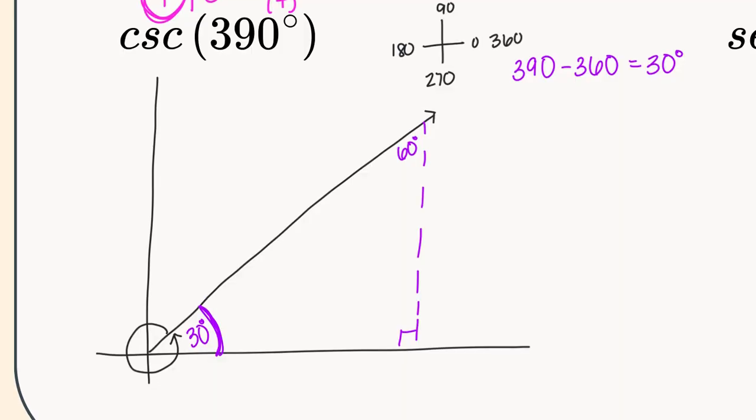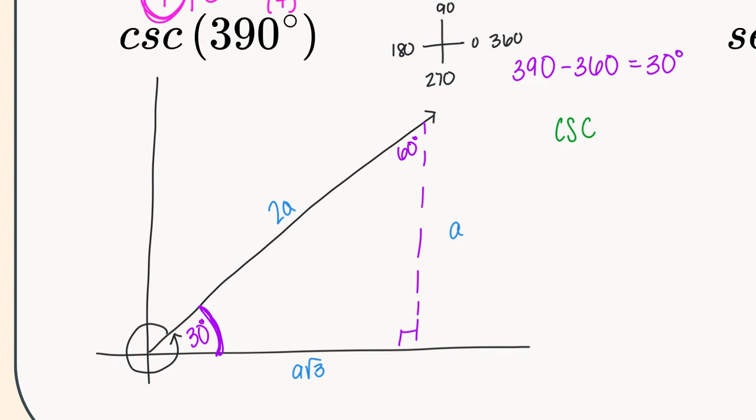Labeling that 30, 60, 90: opposite of 30 is A, opposite of 60 is A times the square root of 3, and opposite your 90-degree angle is 2A. Now looking at it, I know I'm dealing with cosecant.